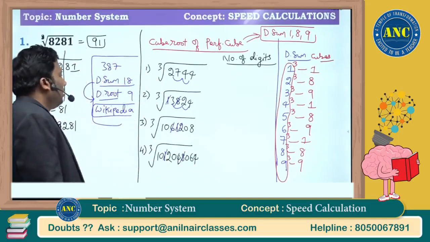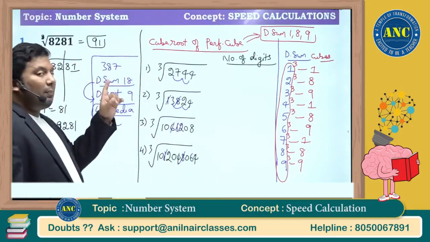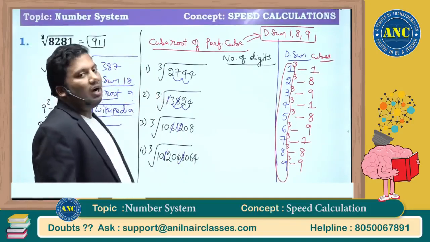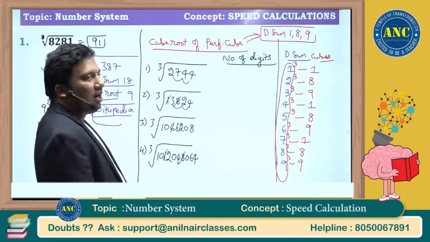Now see here, if a number is a perfect cube, the digital sum will be 1, 8 or 9. The reverse may or may not be true.